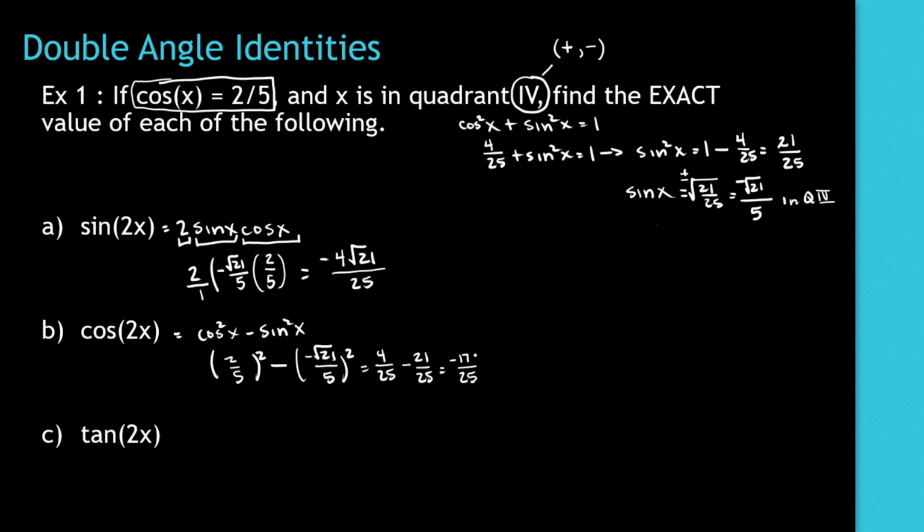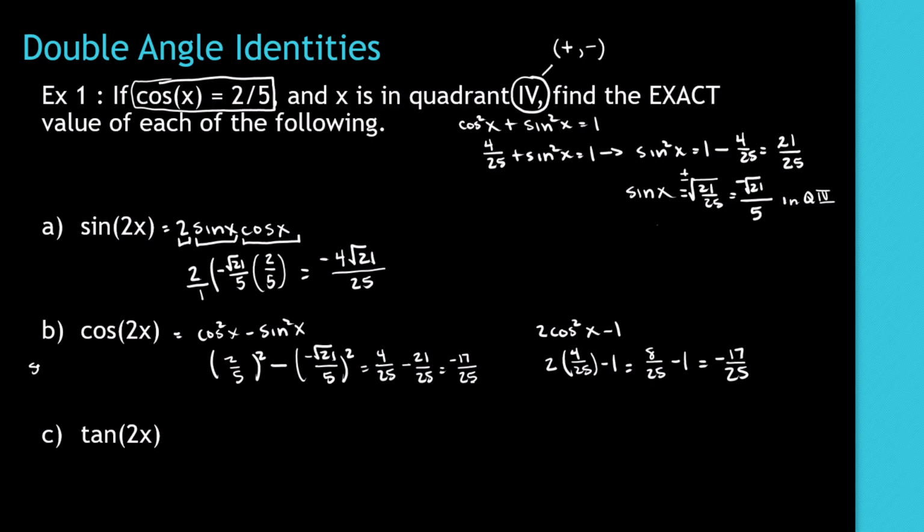17/25. Okay. Now you could have, since they gave me cosine, maybe you want to use this version. And that would be twice 4/25 minus 1, okay, which is 8/25 minus 1, which is still negative 17/25. So any of the 3 versions of cosine of 2x would work.